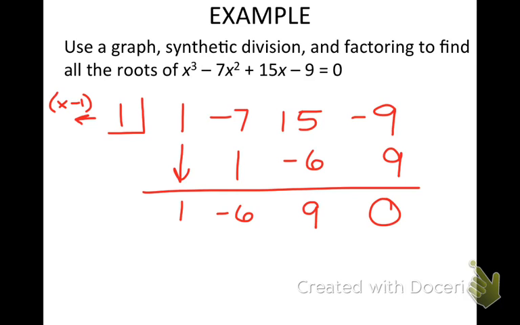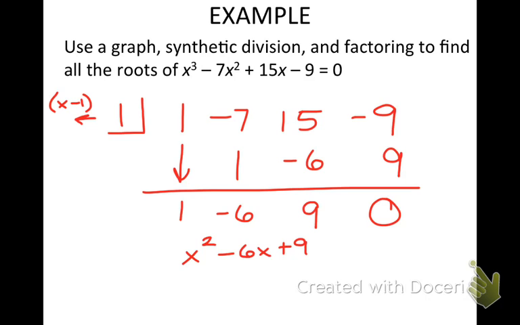Remainder of 0. Isn't that nice? That's crazy. When we input and traced 1 on our calculator, what was the output? 0. So that means that had to be a 0 because we did it right. Okay, so now, what does this end up looking like as a polynomial? X squared minus 6x plus 9. So now I'm left with x squared minus 6x plus 9.